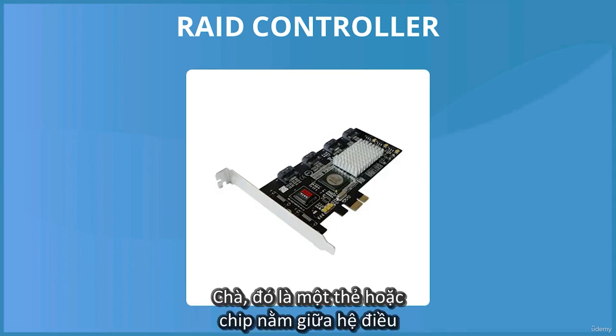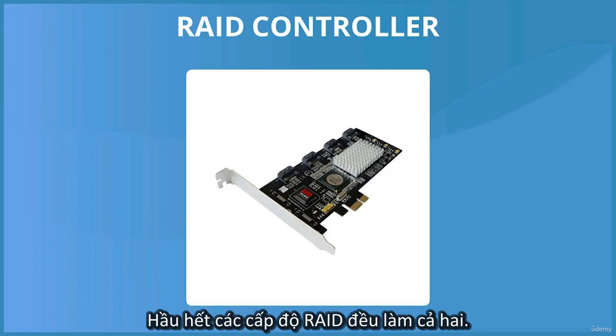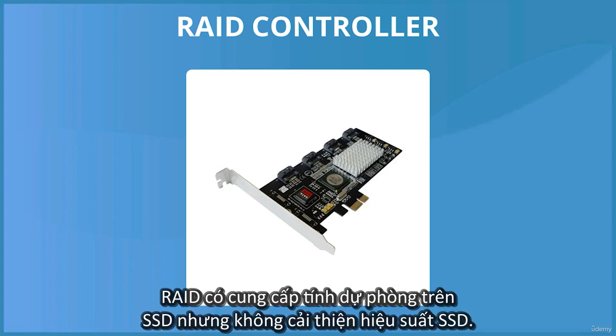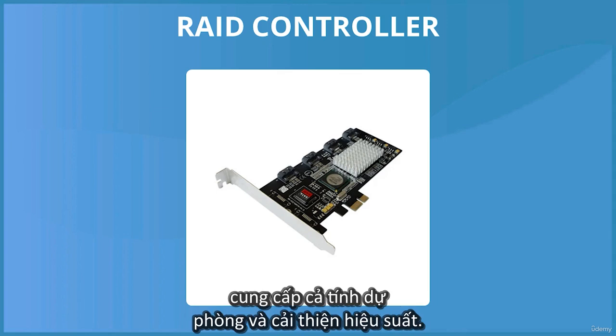Well, it's a card or a chip located between the operating system and the storage drives, usually hard disk drives. So RAID provides data redundancy as well as or improves hard disk drive performance. Most RAID levels do both. RAID does provide redundancy on SSDs, but does not improve SSD performance. Okay, so RAID manufactured specifically for SSDs will provide both redundancy and improved performance.